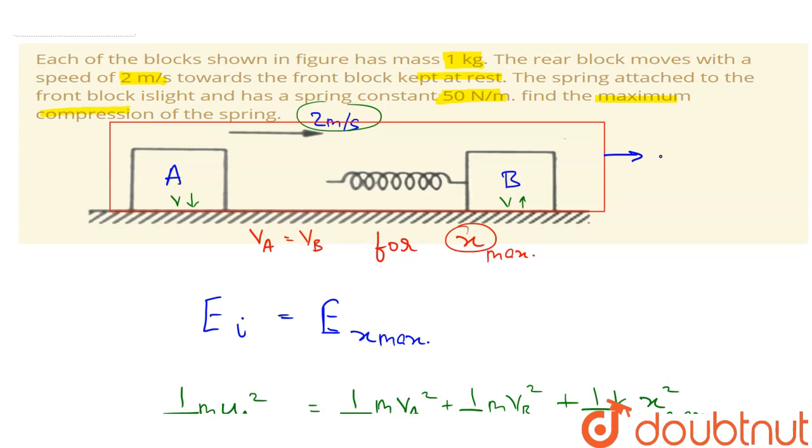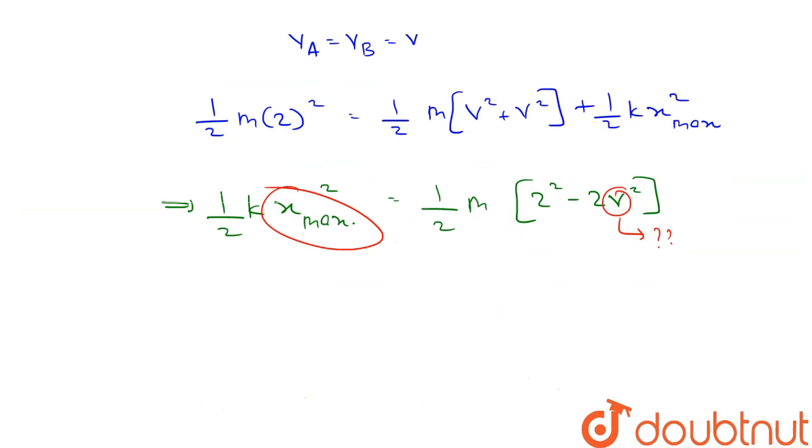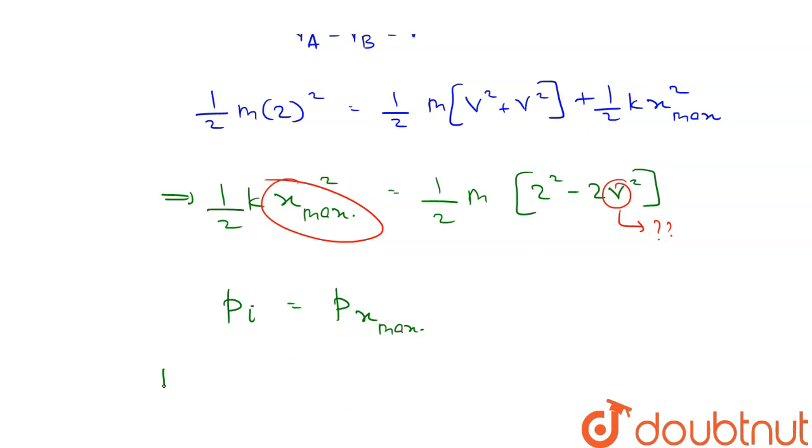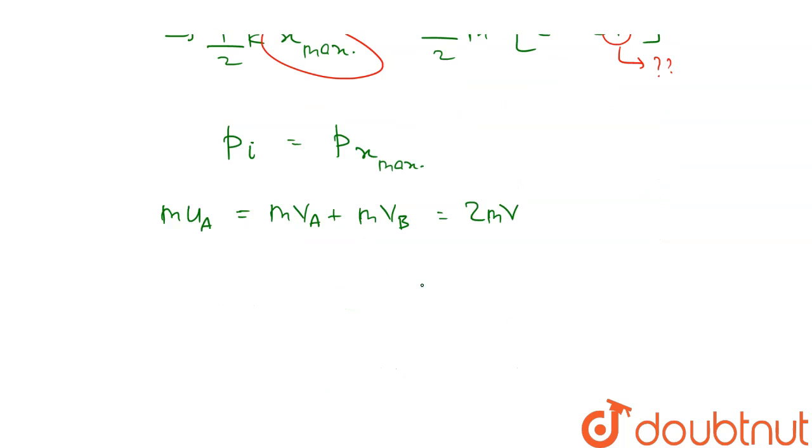So in this system, we can say that no external force is acting. Therefore, sigma F of the system is equal to 0, and hence the linear momentum of the system initially is equal to the linear momentum of the system at the point of maximum compression of the spring. Since initially only block A has a velocity, the initial momentum is equal to m into UA. The final momentum is equal to m into VA plus m into VB, or we can simply write it as 2m capital V. So m and m can be divided. Therefore, capital V becomes equal to UA by 2, which is equal to 1 meter per second.